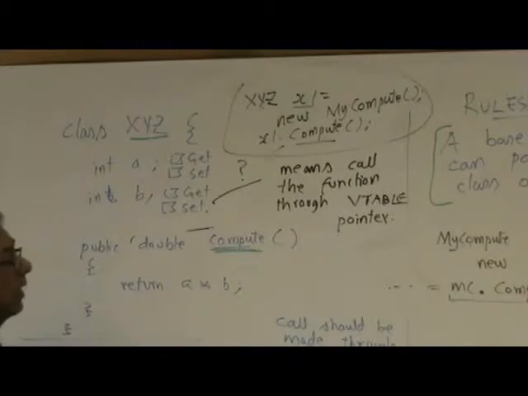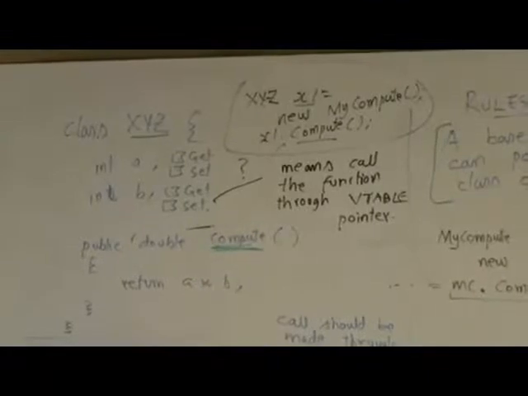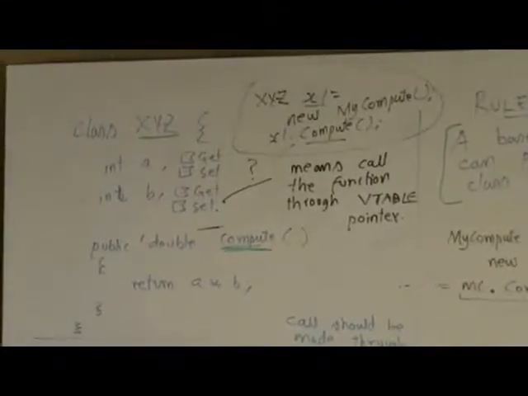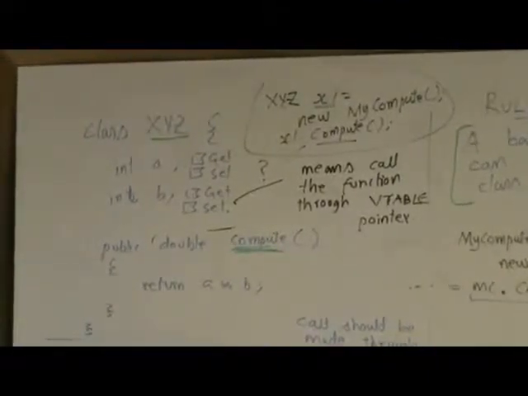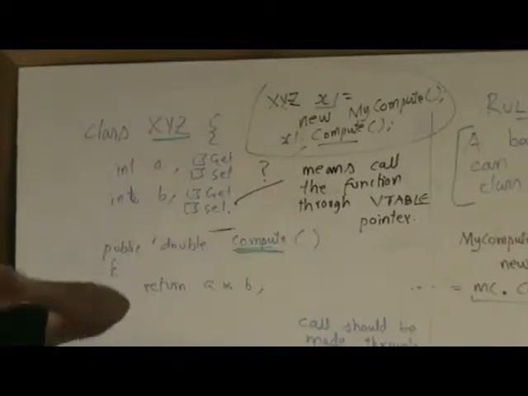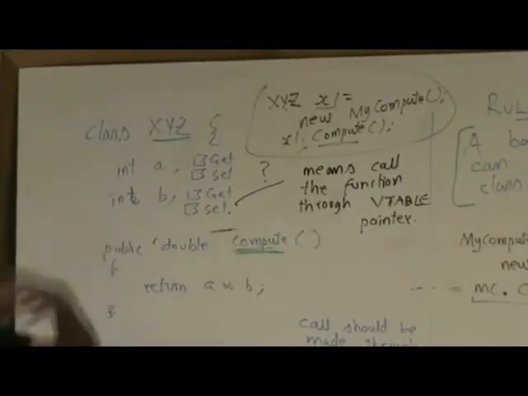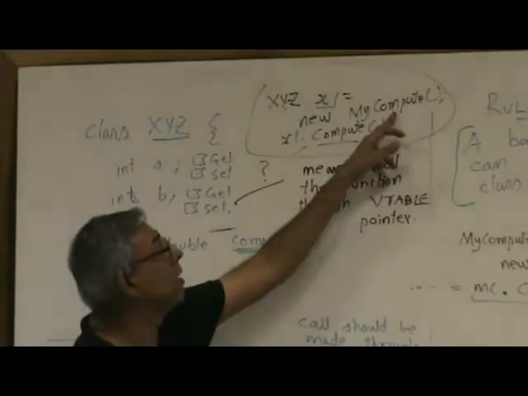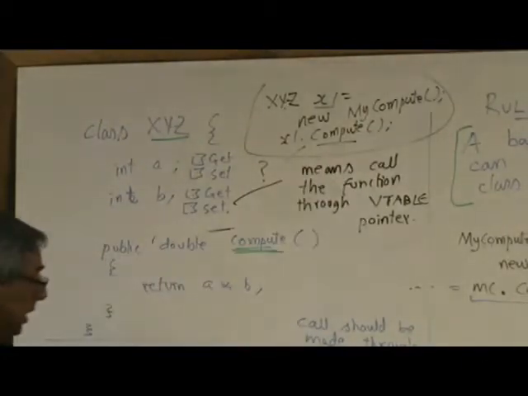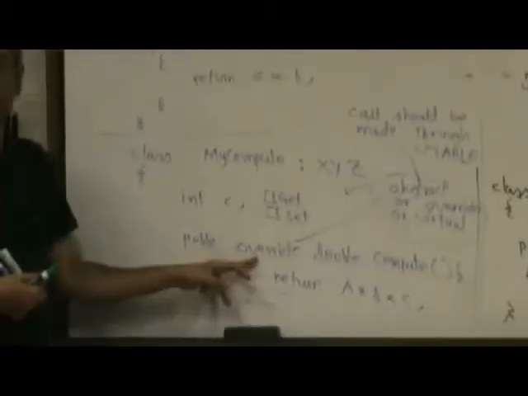Stored at address 7000, the compiler will simply generate the code to call the function at 7000. Okay? So what's the benefit of that? The benefit is the code will run pretty fast because it will directly go to the function and make the call. Okay? What's the danger of that? The danger is, in this case, it's calling the wrong function. The programmer actually allocated my compute, so it should be this one that should be called, right?